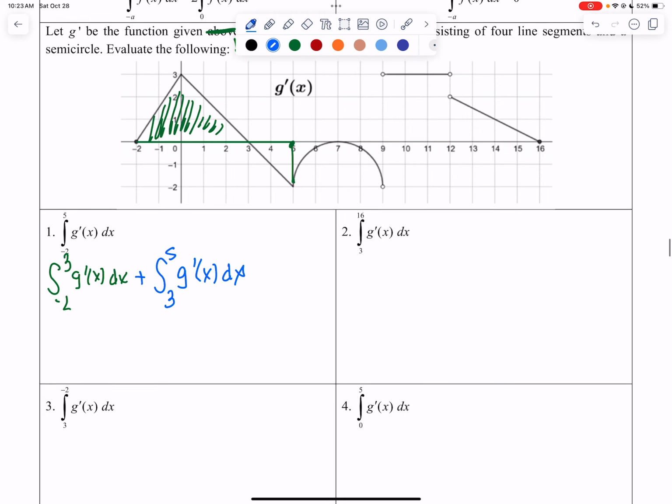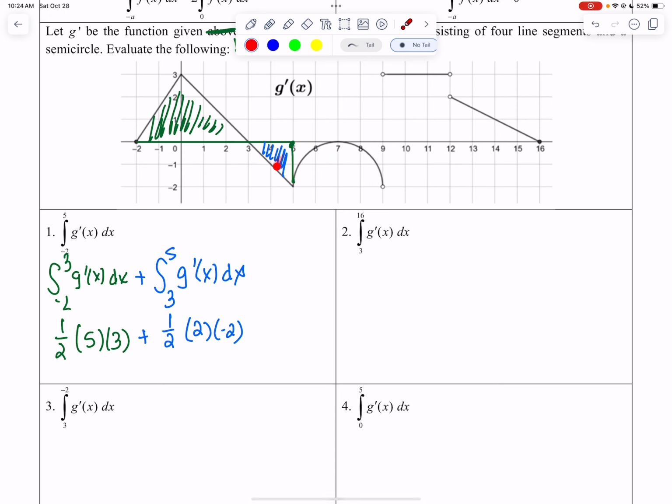And we are just going to use basic geometry to help us. Well, the first one from -2 to 3, this is just your basic triangle. You have a base of 5, and then you have a height of 3. For the second one, from 3 to 5, you have a basic triangle again. You have a height of -2 and a base of 2. So remember that since this is negative area right here, it makes sense for me to have a negative area right here because your height is negative.